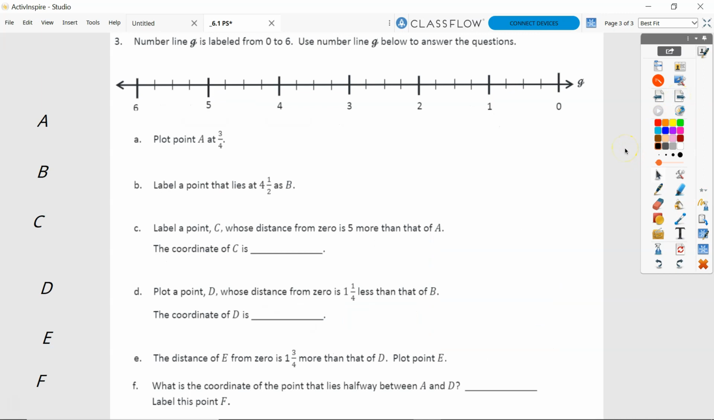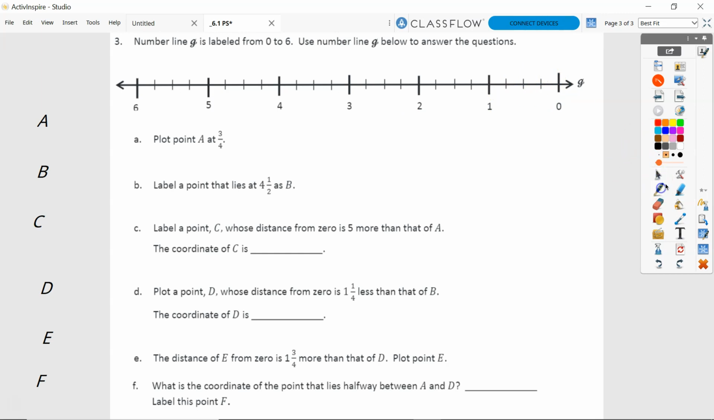All right, so for number 3, we have a number line that's G. We can see our number line is named G, and it says number line G is labeled from 0 to 6. Use number line G below to answer the question. So we're going to answer these questions A through F, and I already have my letters here just to plot them in most cases. It says plot a point at 3/4. Normally we're used to number lines going this way, starting with our origin 0 and counting up, but in this case we can see that it actually starts at 6 here and goes backwards. So we're saying 3/4. We know that 3/4 is less than a whole.